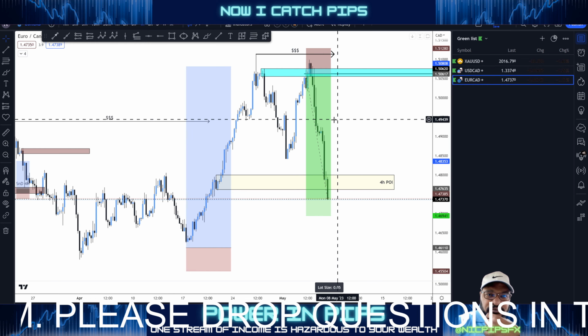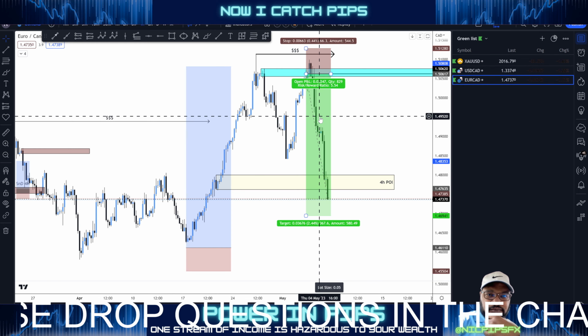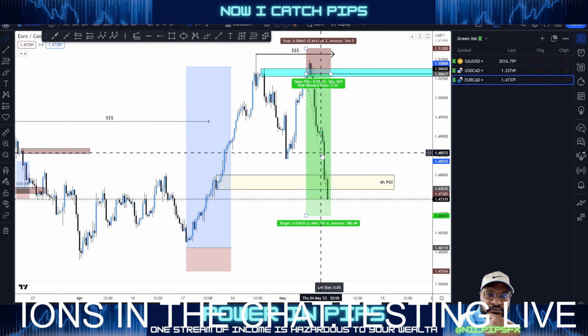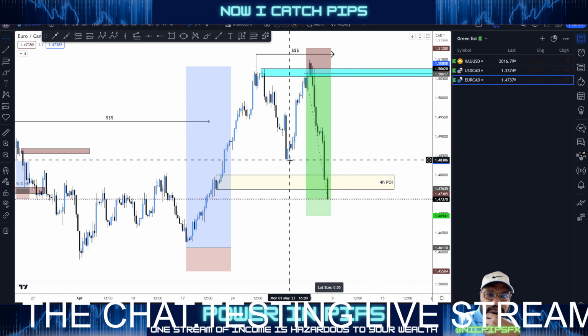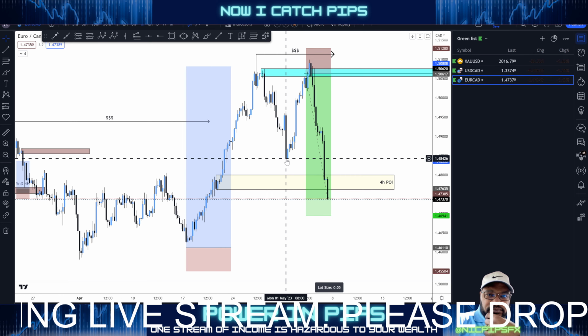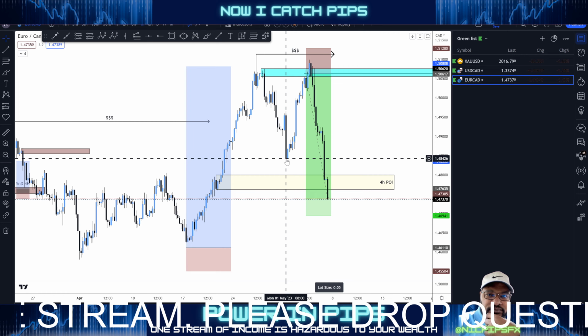So that's EuroCAD, man. Nice setup. 1 to 5 risk to reward. Actually, I got like 1 to 3.5 risk to reward, because to be honest, when price came down to this level right here, I closed a good portion of my position. I did what's called a partial close.